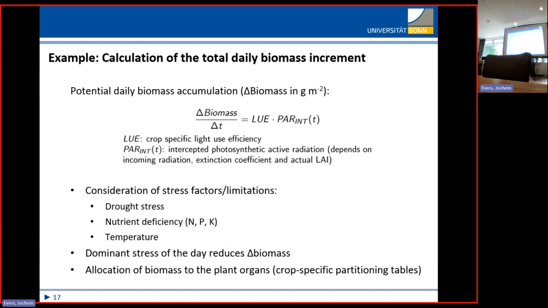Okay, so you have stresses, and then the dominant stress of these three reduces the potential increase. And then you have a potential increase of X gram per square meter, and this dry matter is then allocated into different organs. And this allocation is done by a table. So this is also one of the parameters, a table at that development stage. So much goes to the roots, so much goes to the leaves, so much goes to the stems. Yeah?